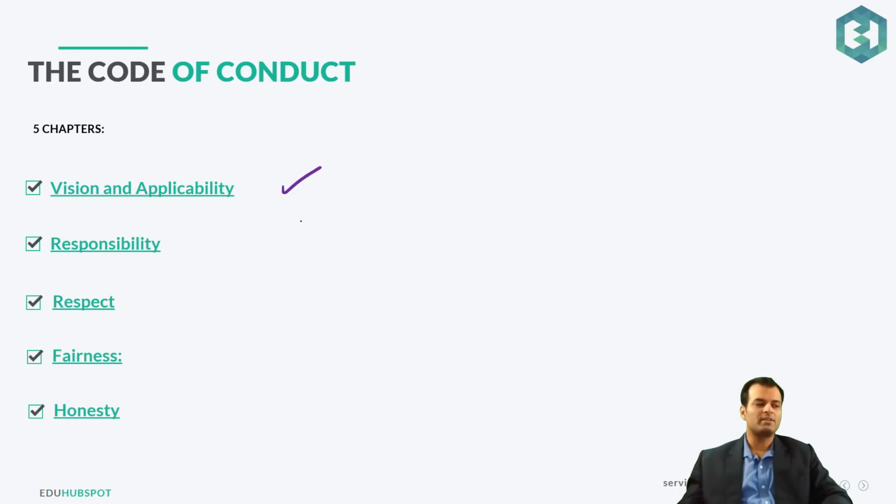First is vision and applicability. Then we have responsibility. Third, we have respect. Fourth, we have fairness. And fifth, we have honesty.